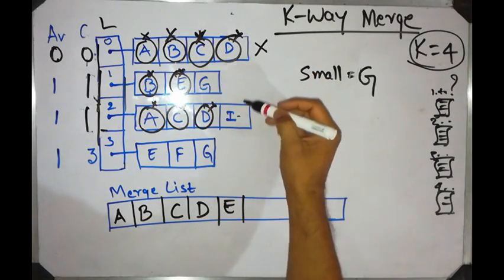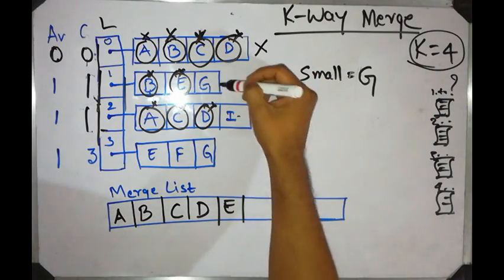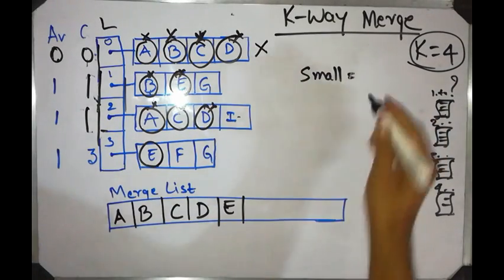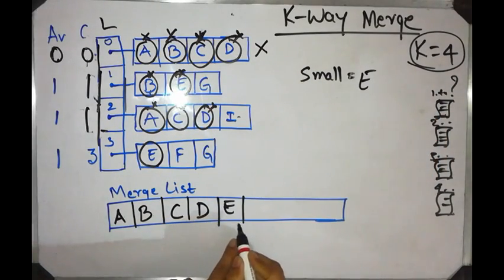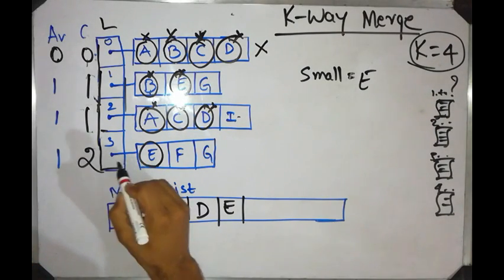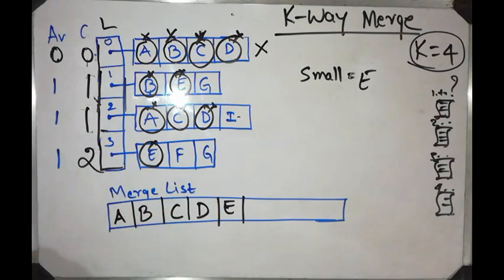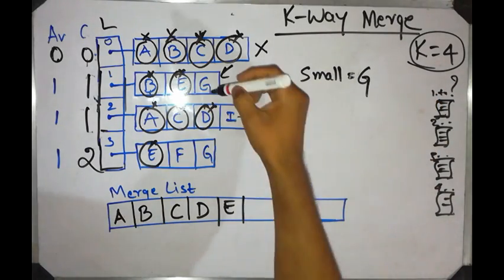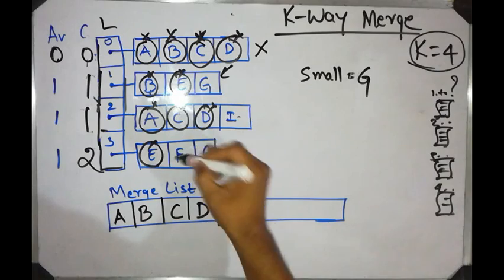So E, G is the smallest. Now I'm going to compare it with I. G is the smallest. E. Now I got E as the smallest, but in the list I already have G. So I'm going to reduce the count to 2 for this list. I'm going to consider this as processed. So again I'm going to start with G, right?